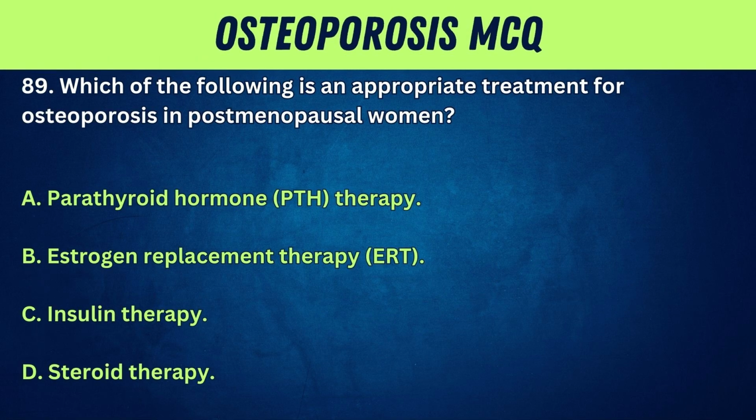89. Which of the following is an appropriate treatment for osteoporosis in postmenopausal women? A. Parathyroid hormone, PTH, therapy. B. Estrogen replacement therapy, ERT. C. Insulin therapy. D. Steroid therapy.